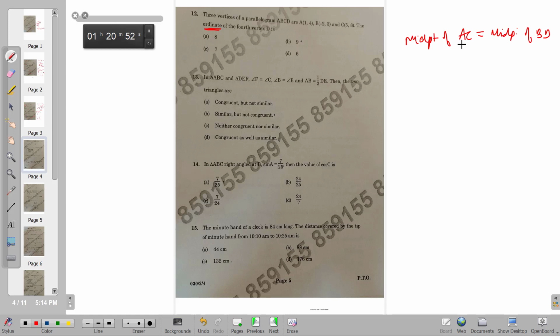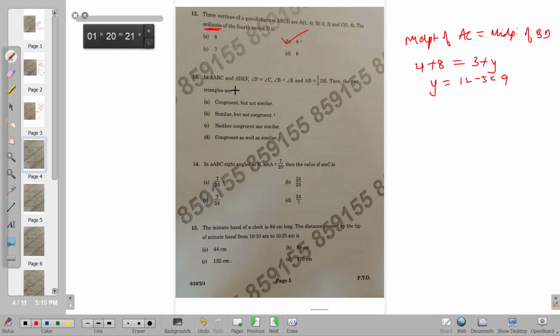AC, what is sum of y coordinates of A and C? Sum of y coordinates of A and C is 4 plus 8. This will be equal to midpoint of BD. So AC will be anyway dividing both sides by 2. So we don't have to write that. For B and D, it will be 3 plus Y. So the Y coordinate will be 12 minus 3, which is equal to 9. 9 would be the answer for this 12th question. Okay, so the answer for 12 becomes B.